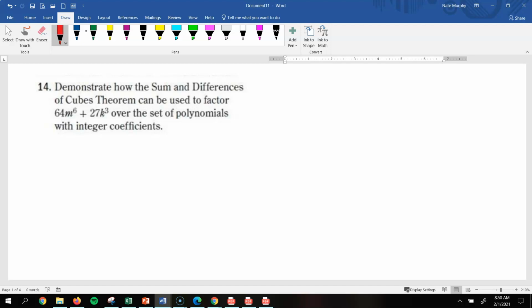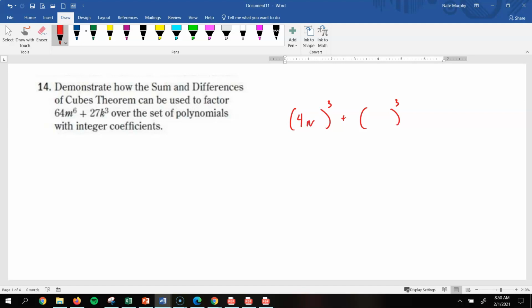So what I can do, though, is I want to figure out what would I cube that would give me 64m to the 6th, and what would I cube to get 27k cubed? Let's start with the 64. 4 cubed would be 64, because 4 times 4 is 16, and 16 times 4 would be 64.